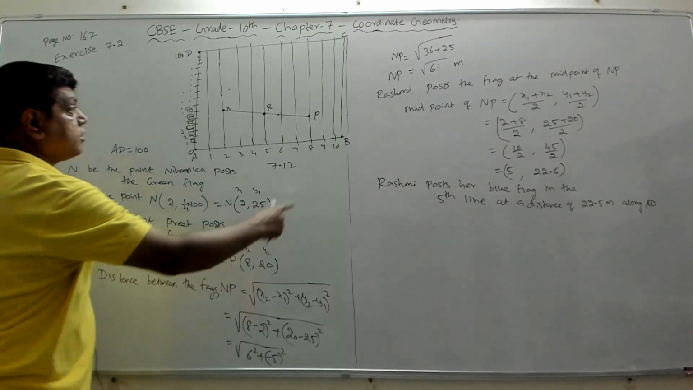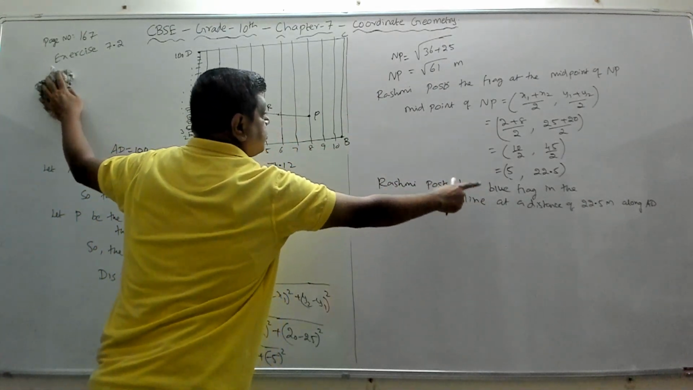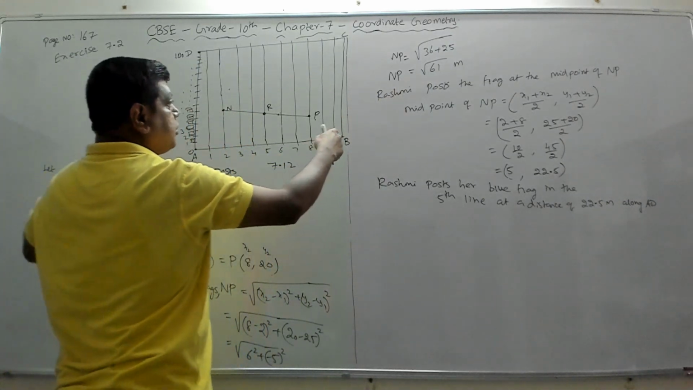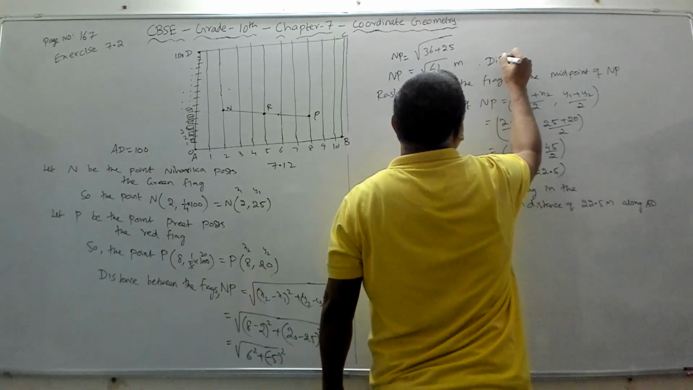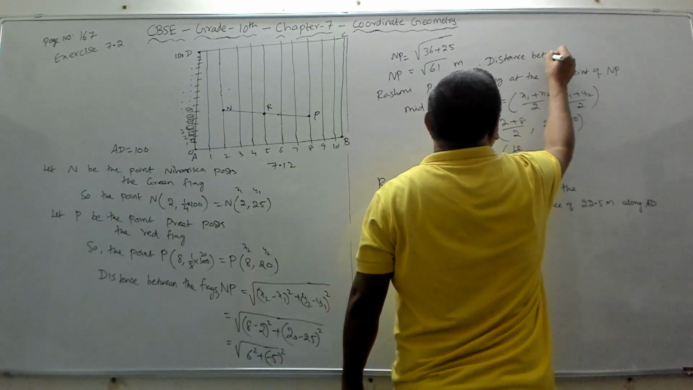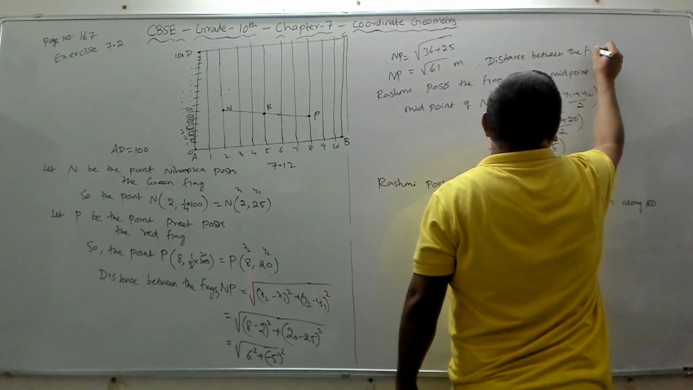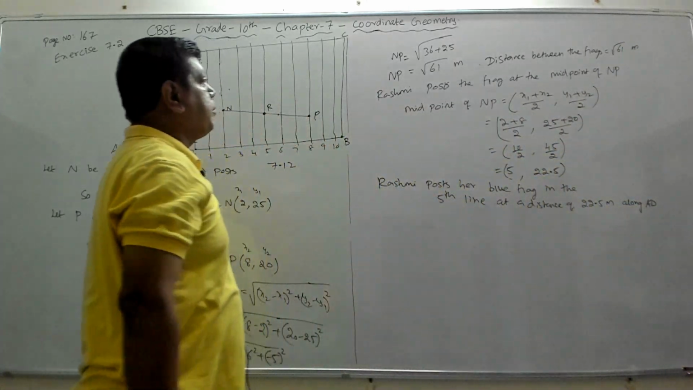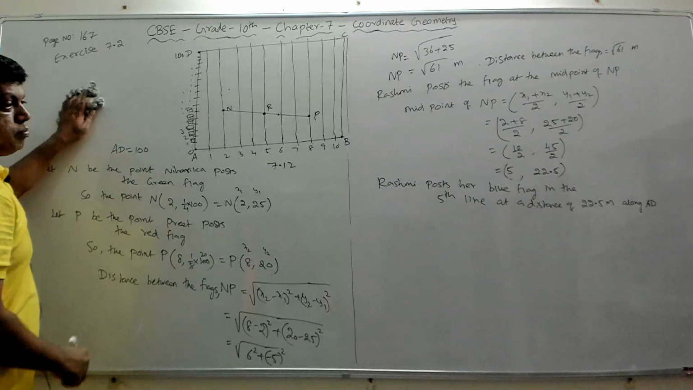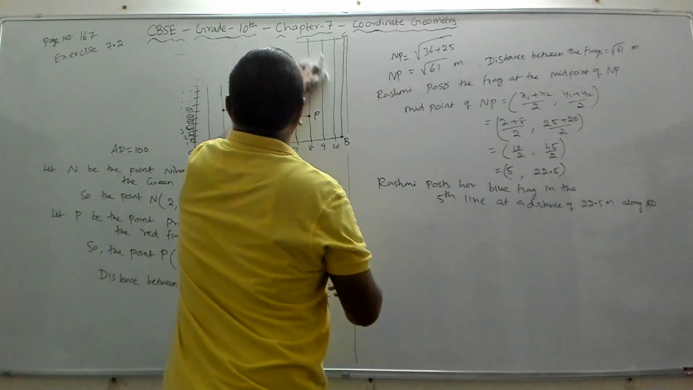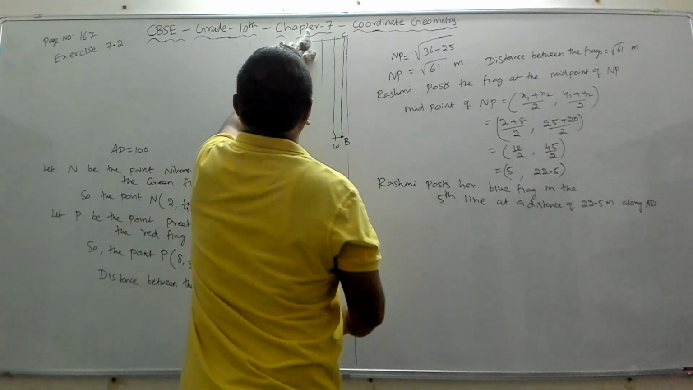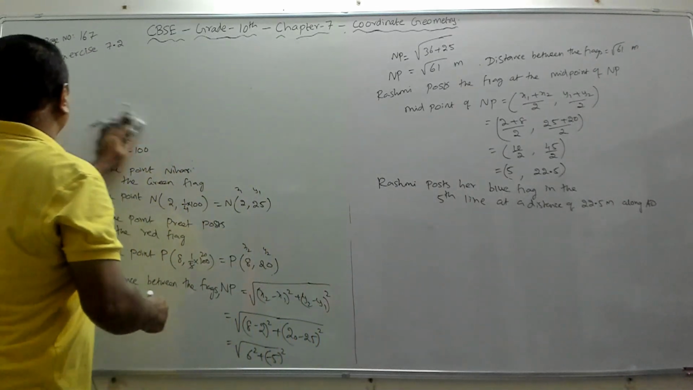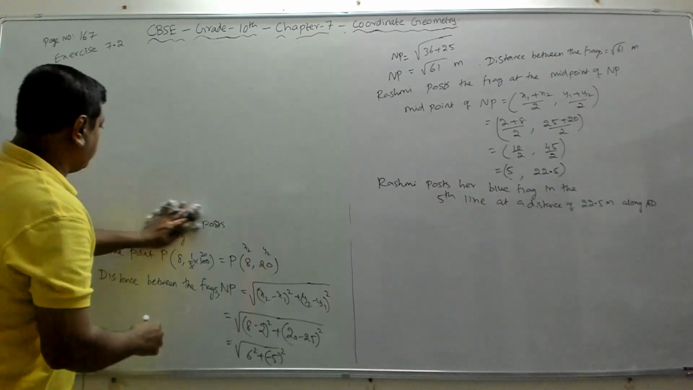So we have found the distance. This is one answer. This is another answer. Right? We have to probably say the distance between the flags. Or we can write the distance between the flags is equal to square root of 61 meters. Right? So all of you can take the notes. I will go to the next problem, which is problem number 4.